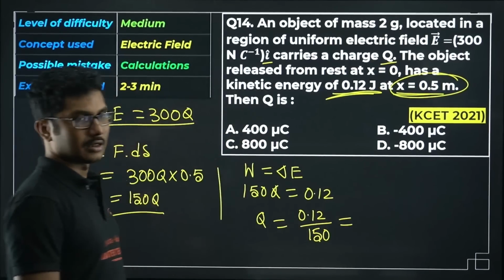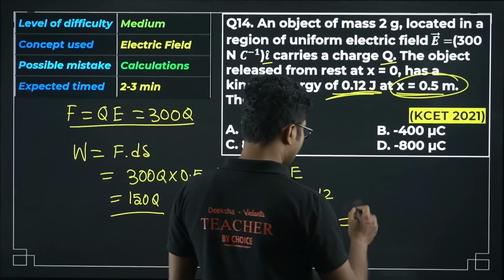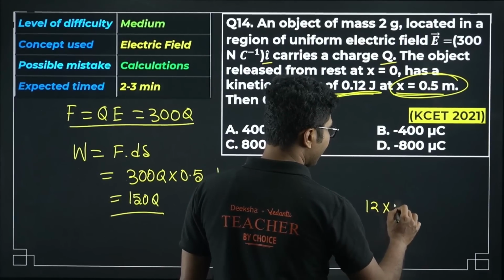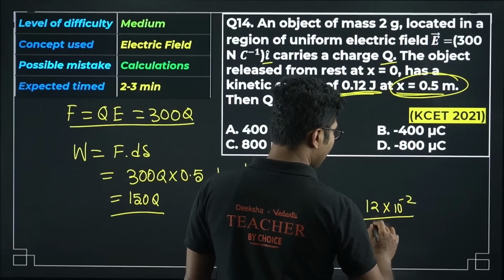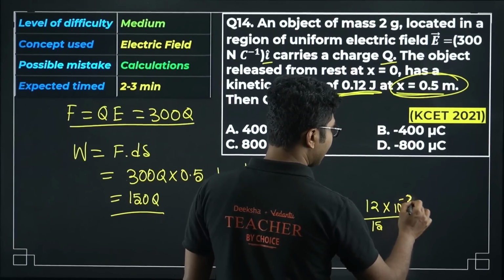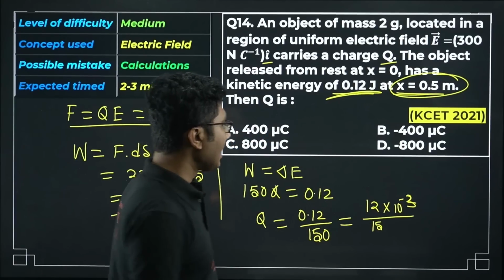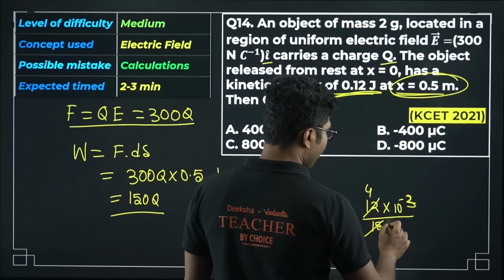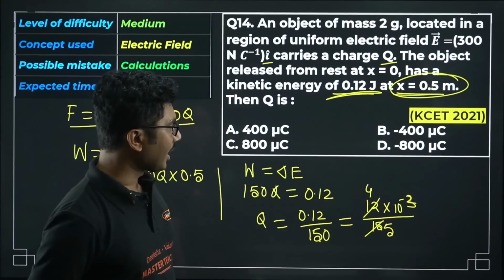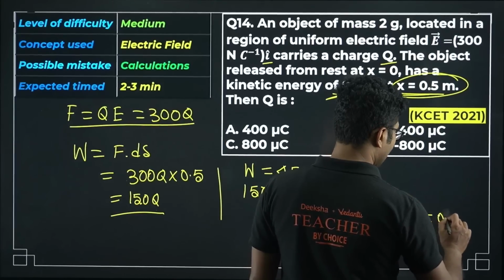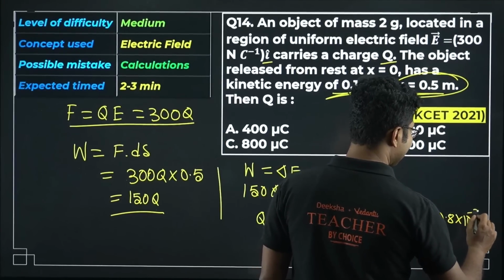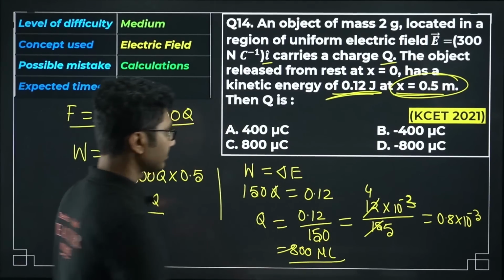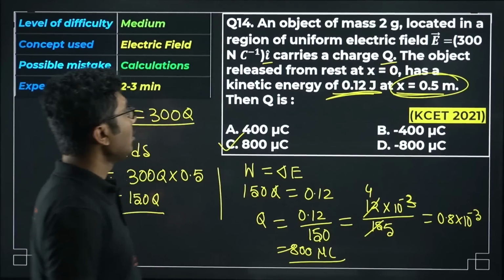Not difficult. If you know what you are doing, you can answer this kind of questions. Now you have to just solve it. 12 into 10 to the power of minus 2 by 15 into 10 to the power of minus 1, so you can take that 10 to the power of minus 3, that 0 will go up and negative. Now you have to cancel it. So 3 4s are 12, 3 5s are 15, and so that will be 0.8 into 10 to the power of minus 3, or it will be 800 microcoulomb. So 800 microcoulomb.